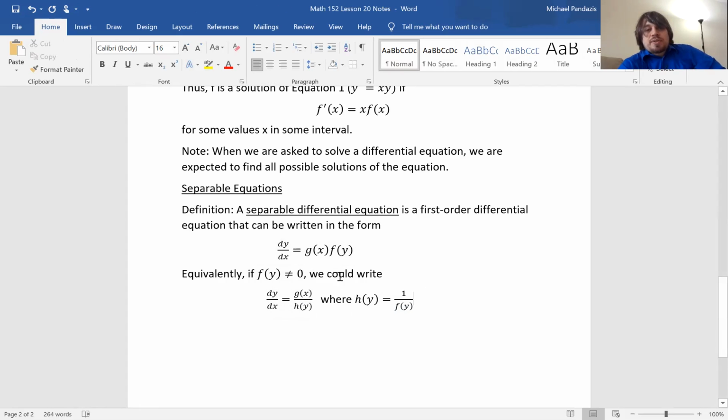If f of y does not equal 0, then you can define a function h of y to be 1 over non-zero values. But if f of y does equal 0 anywhere, then you cannot define this function, because the denominator would be 0. So to solve this equation, we rewrite it in differential form.